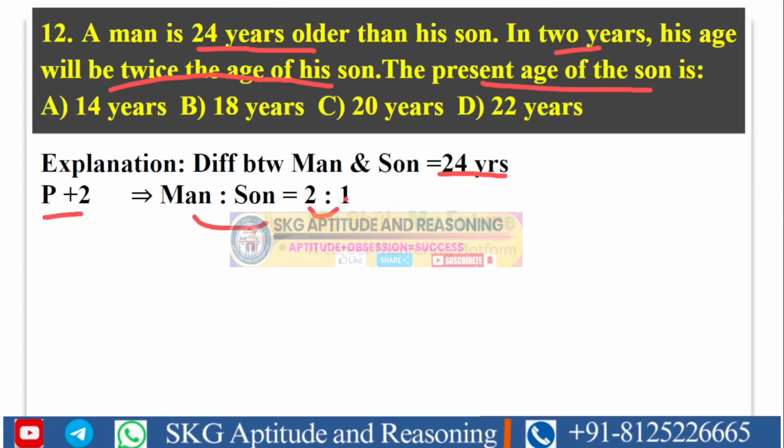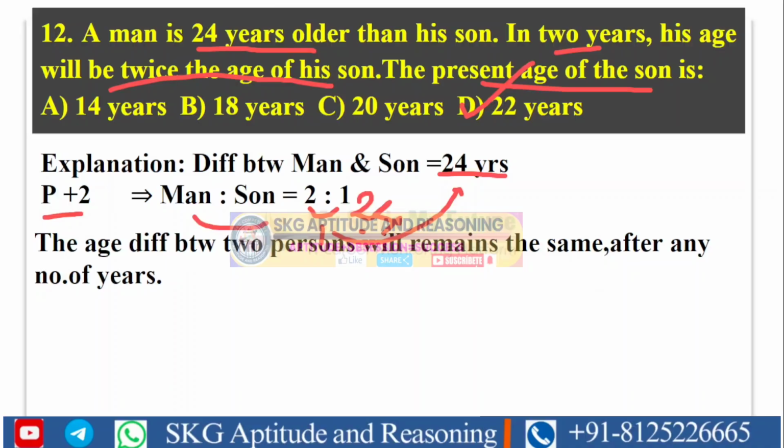I already told you that if the difference between two persons remains the same after any number of years, so after 2 years also the age difference between the two persons will remain the same, that is 24 years only. So here the gap is one part, and that one part will be equal to 24 years. So after 2 years, the son's age will be 24 years. But what is asked in the question? The present age of the son. So we need to subtract 2 from that. So the present age of the son will be 22 years.